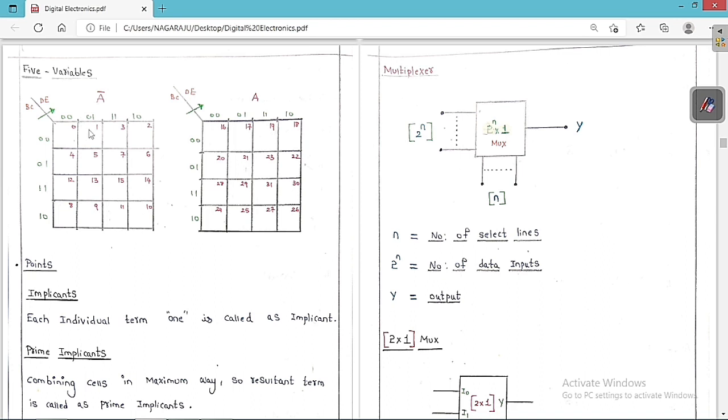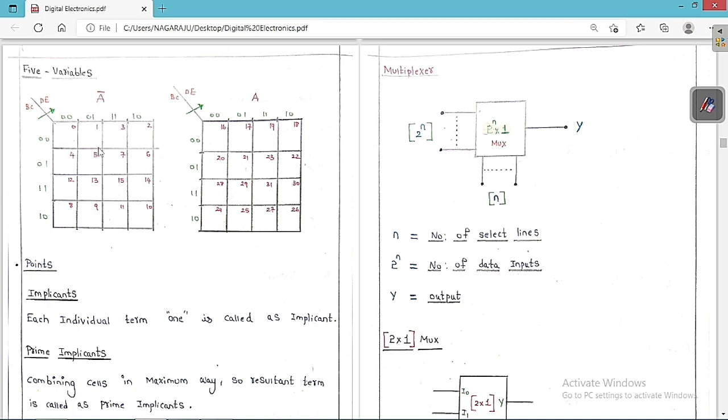Now if you write the corresponding min terms, meaning the corresponding decimal values, then we are going to get this: 0, 1, 2, 3, 4, 5, 6, 7, 8, 9, 10, 11, 12, 13, 14, 15, 16, 17, 18, 19, 20, 21, 22, 23, 24, 25, 26, 27, 28, 29, 30, 31. So these are the corresponding decimal values we are going to get.